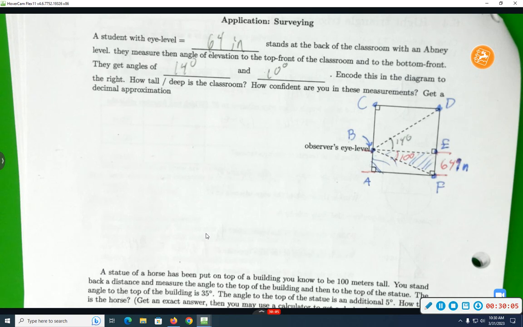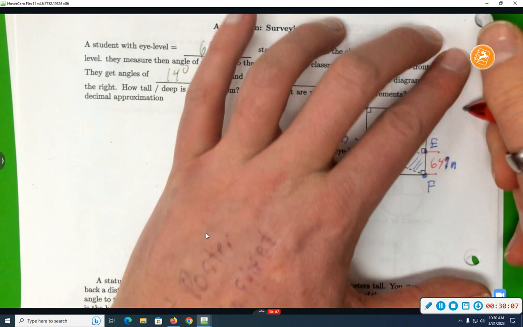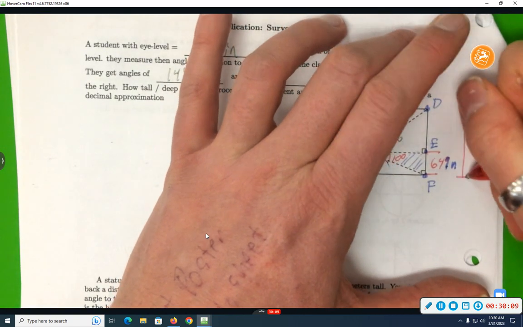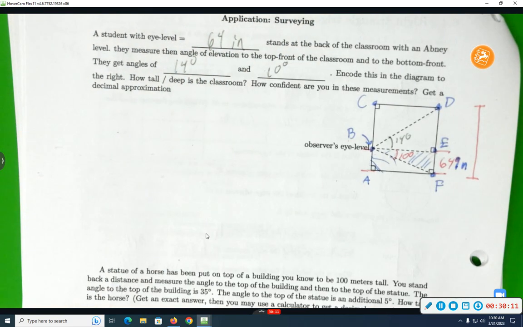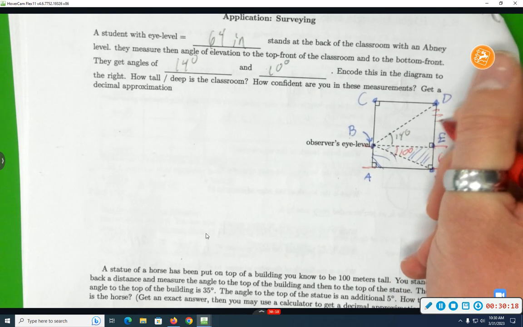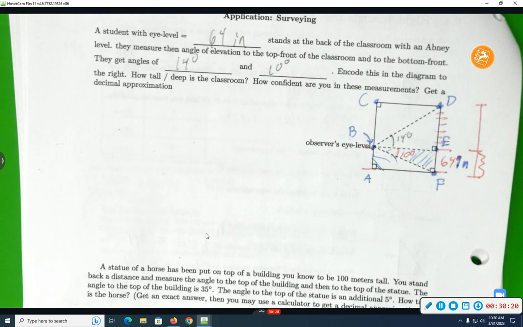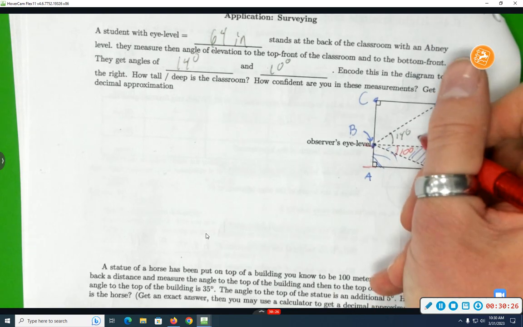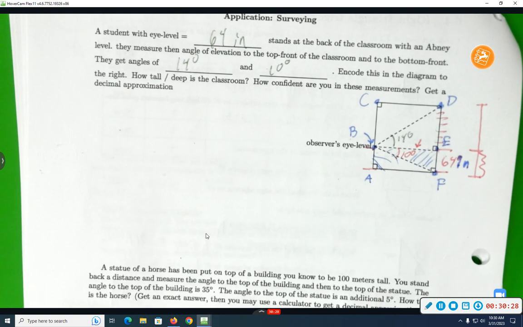Let's think about the things we want. My eventual goal is that tall length, and I already know some of it. So if I could determine DE, that would make me happy. I know an angle in that triangle, but I don't know any sides. If I could determine that side length, that would make me happy.